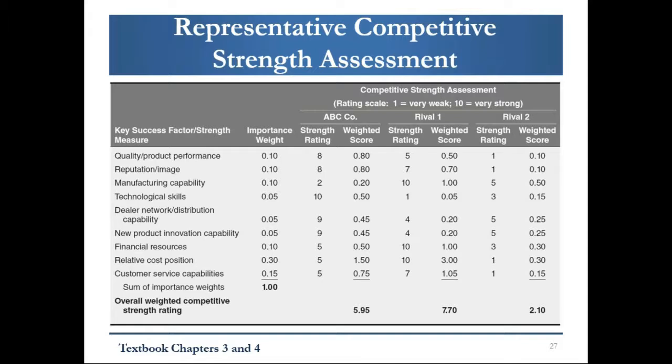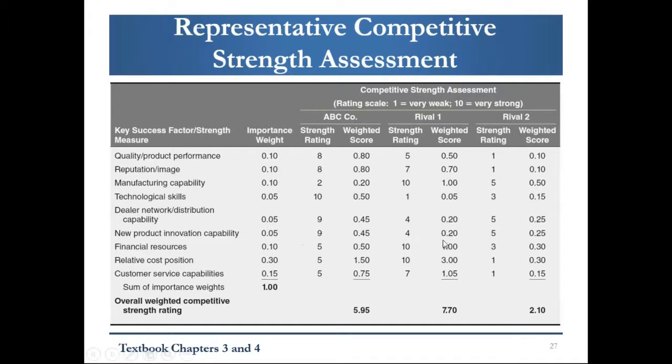In order for this to be helpful, you've got to be perfectly honest. And I think it's safe to conclude here that ABC Co was probably pretty honest. They said that relative cost position is incredibly important, and we don't rate very well on that scale. Some companies do this and they don't want to know the truth, so they artificially ramp up their strength rating, and they come up with an answer that their overall competitive positioning is much better than everybody else's. But if you're doing it honestly, you can get some really meaningful feedback from this.